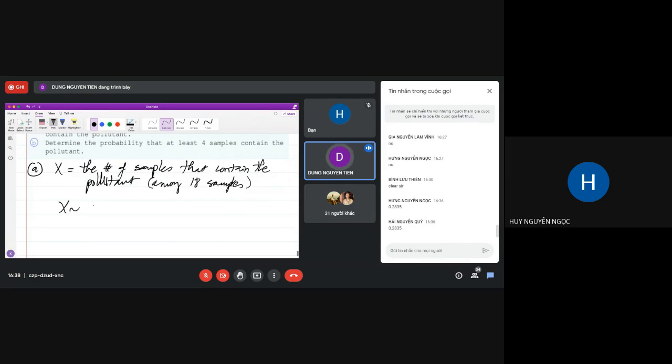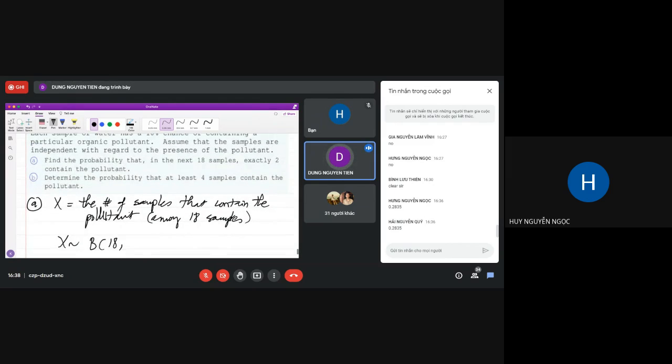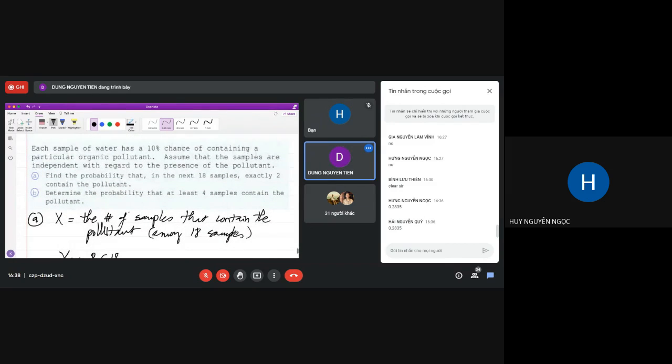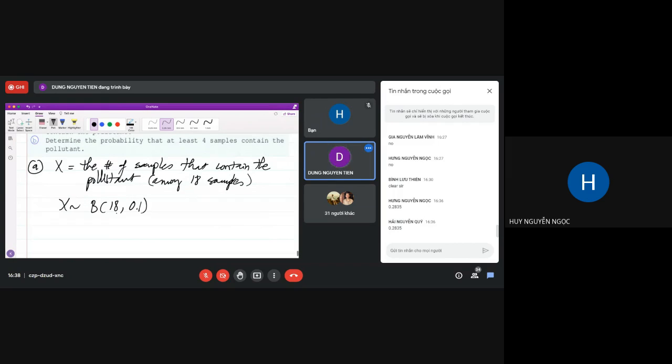Then X follows a binomial distribution with parameters 18 and 0.1, the probability of getting the pollutant being 10%. And you want to find the probability that X is exactly 2. So you come up with 18 choose 2, 0.1 squared and 0.9 to the 16. Correct? Any questions so far, everybody?